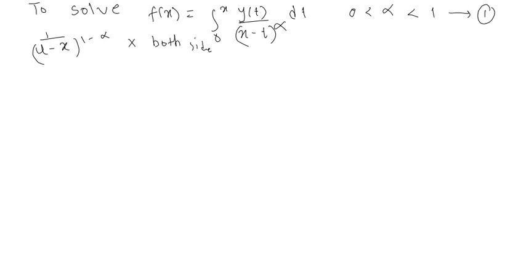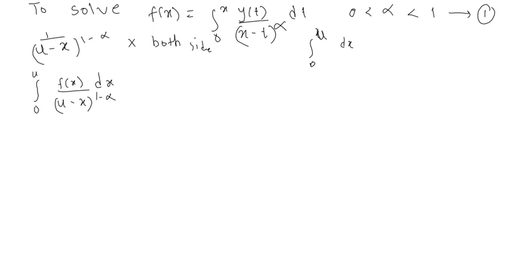Once I multiply with this, I am going to integrate with respect to x from 0 to u. This is what we will do for this equation. So it becomes integral from 0 to u, f of x is already there, and we multiply this term, u minus x raised to 1 minus alpha, into dx.